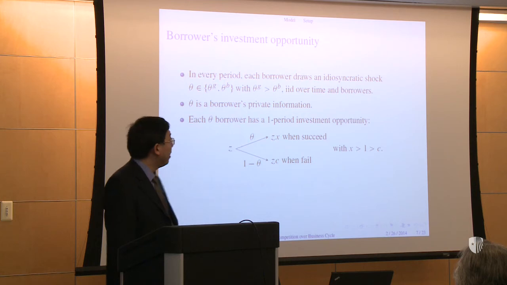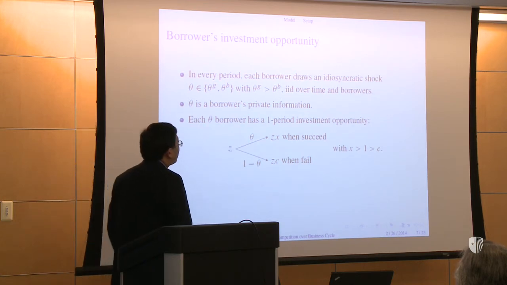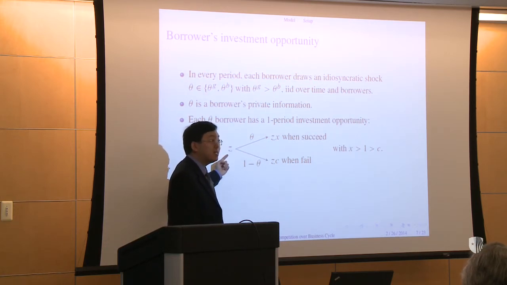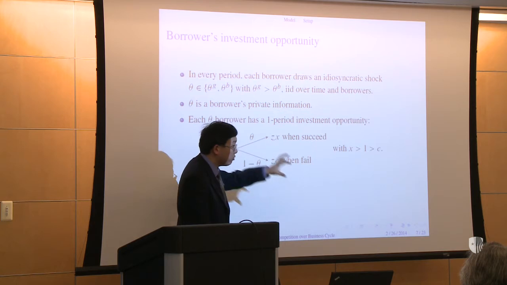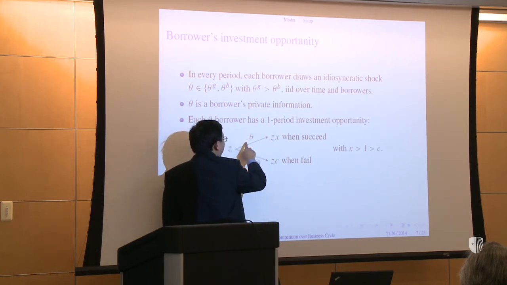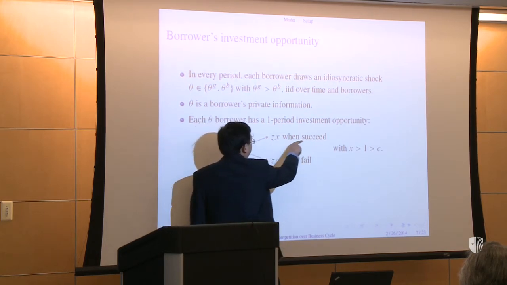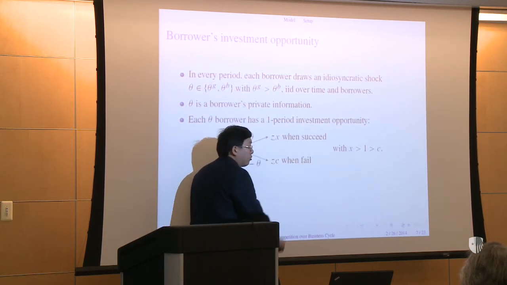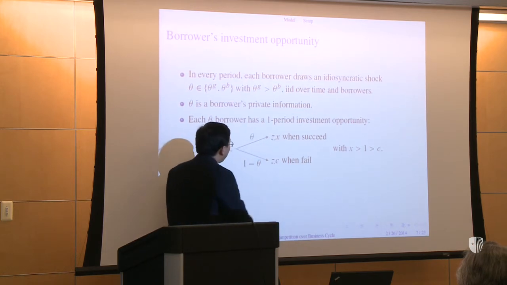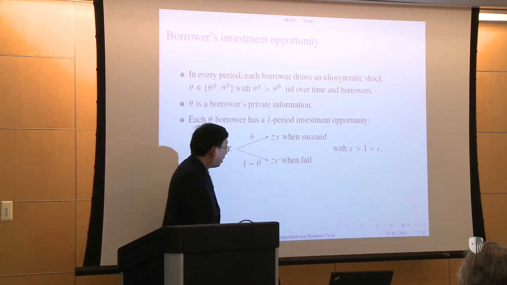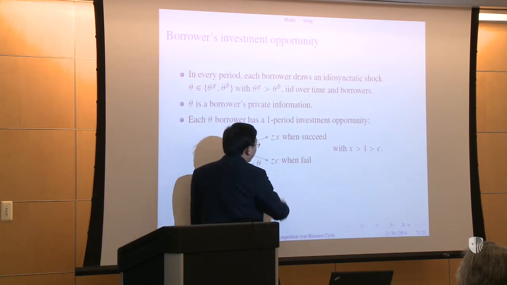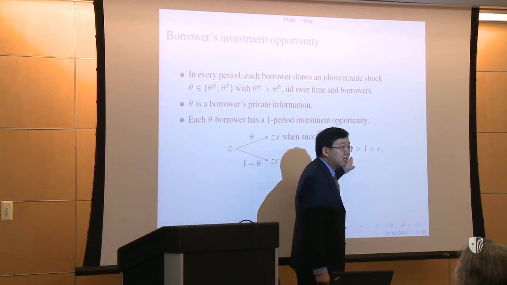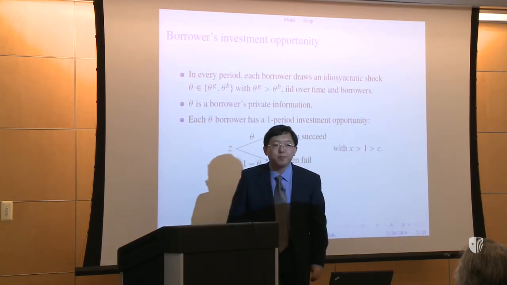Each borrower has a one-period investment opportunity, in which he can use an initial investment of size Z and put it into the project. With probability theta, the project will succeed, and then it will produce an output of Z times X, so the unit output is just X. With the complementary probability, the project is going to fail, and in this case the output will only be C. I'm assuming that X is greater than 1 and greater than C.